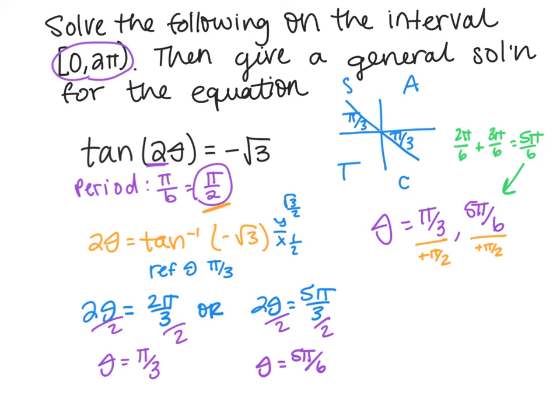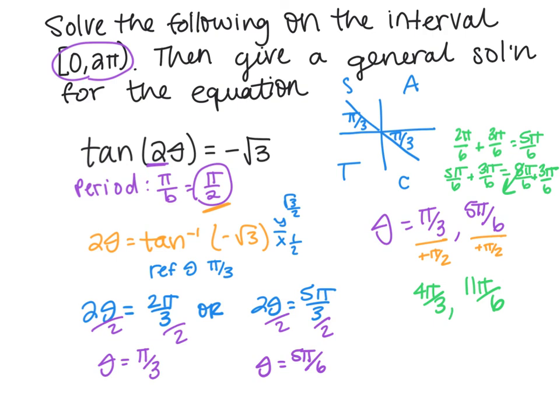Now we have to add pi over 2 again. So 5 pi over 6 plus 3 pi over 6 gives us 8 pi over 6, which reduces to 4 pi over 3. So there's another answer. Add pi over 2 again. So 8 pi over 6 plus another 3 pi over 6. 8 plus 3 is 11. Now we get up to 11 pi over 6.